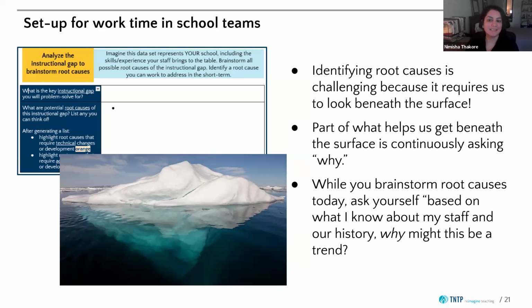Part of what helps us get beneath the surface is continuously asking why, like we've said throughout today. So when you're brainstorming root causes with your team, ask yourself, based on what I know about my staff and our history, why might this gap exist? And then why is that? And then why is that? And keep digging until you get to a root cause that you feel you can problem solve for.